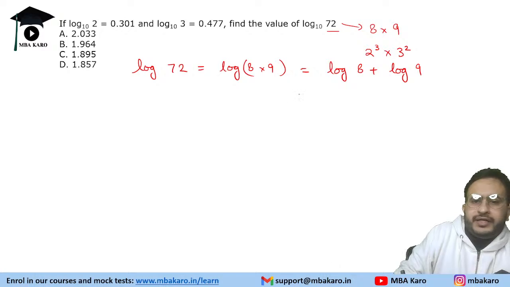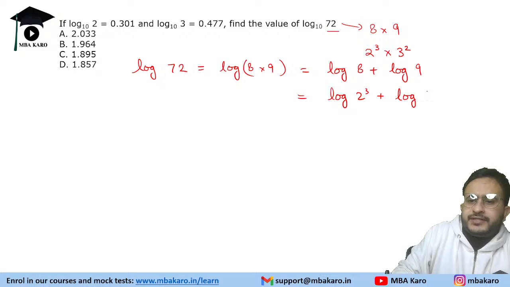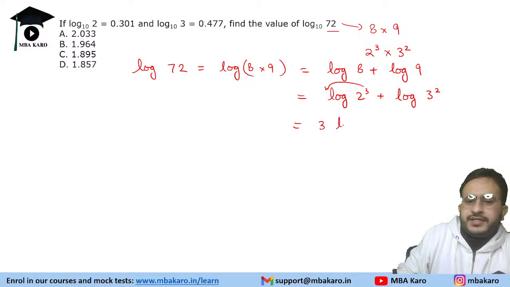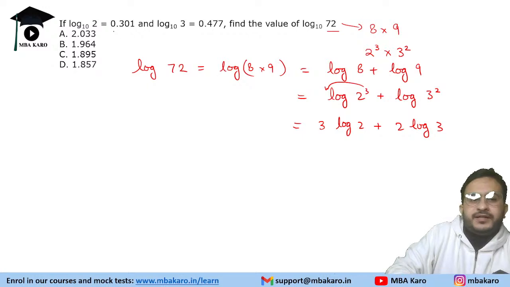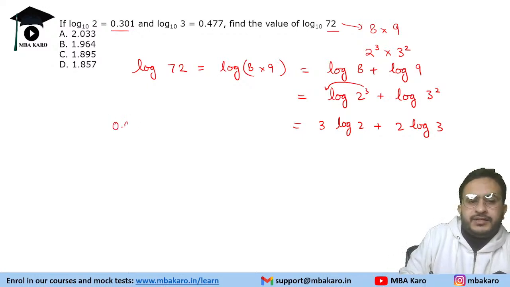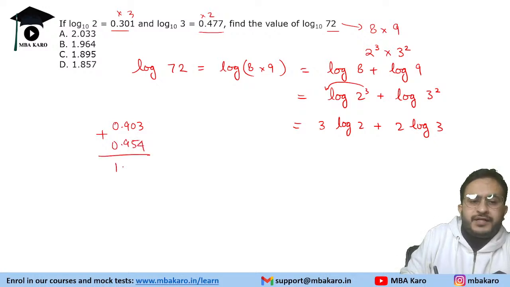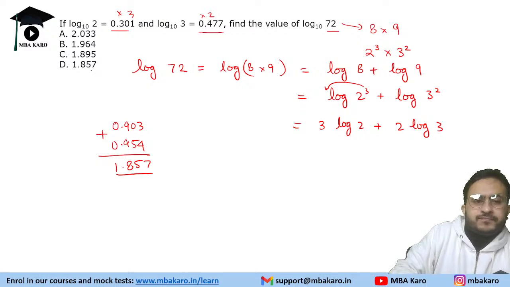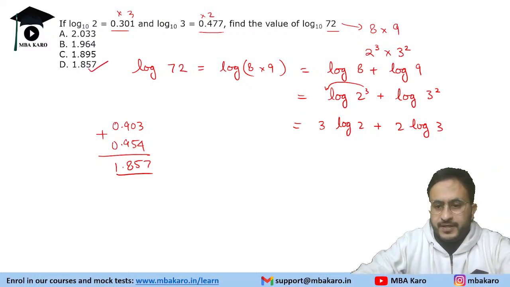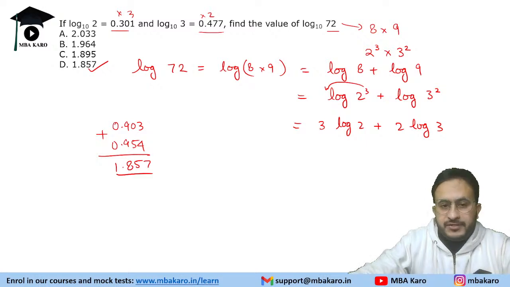Log 8 can be written as log 2 cube and log 9 as log 3 square. Whenever we have a power it comes to the front, so we get 3 log 2 plus 2 log 3. Just plug in the values. 3 into this will be 903 and 2 into this is 954. Adding, we will get 1857. That will be the answer. A typical question on the properties of logarithms.